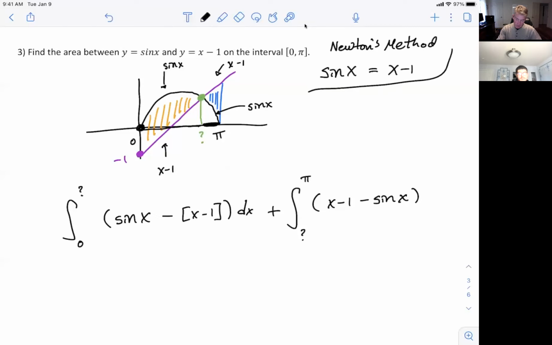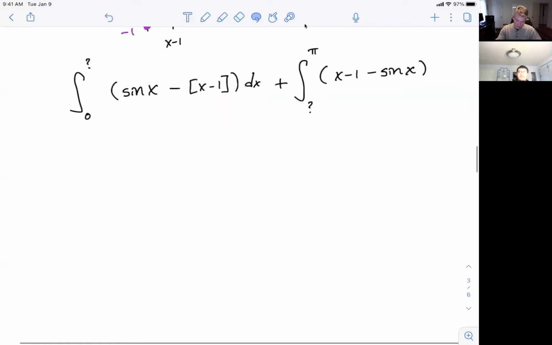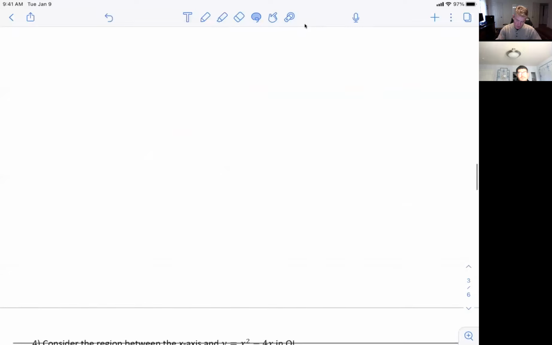So I don't have enough space. So I'm going to need to take this one and move to where I have some more space. What about at the very bottom? Yeah.